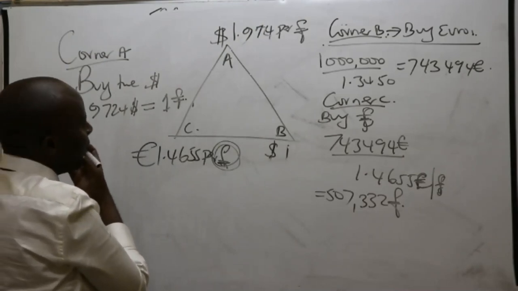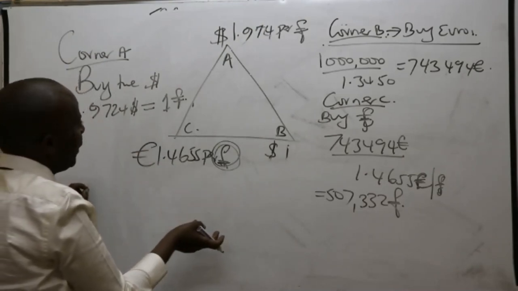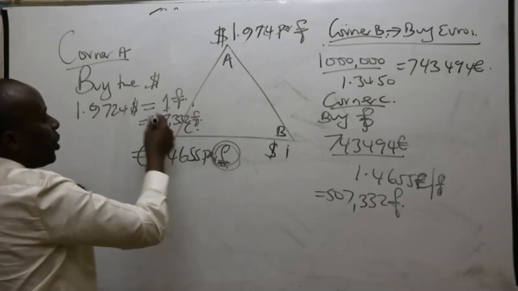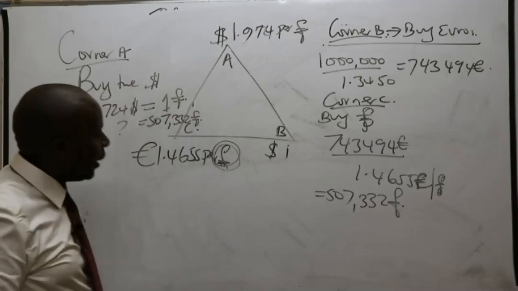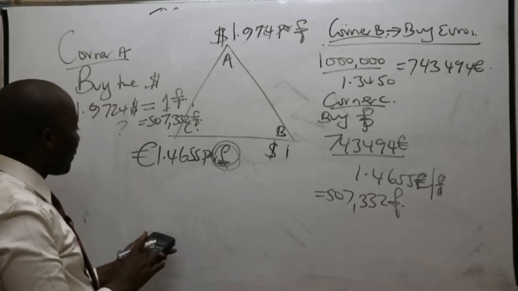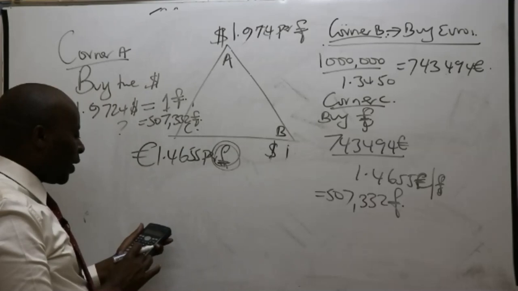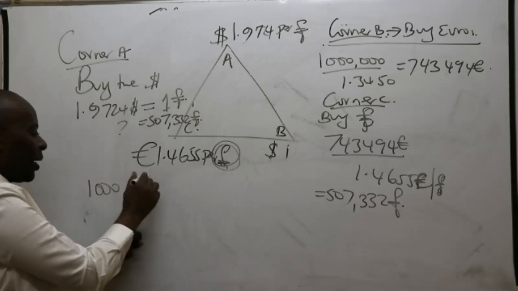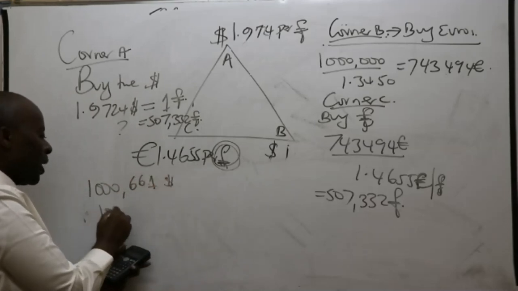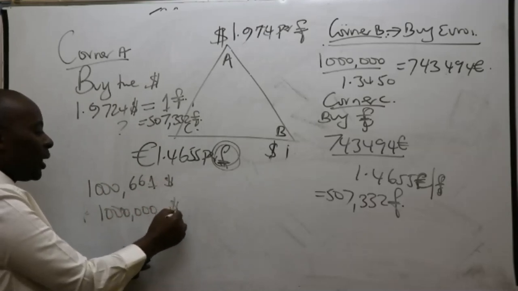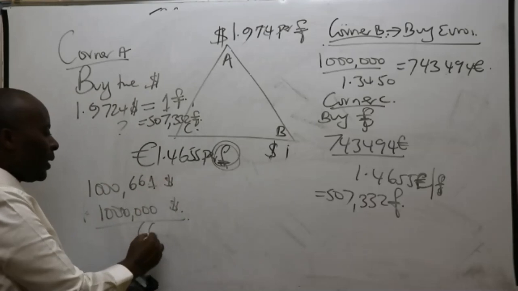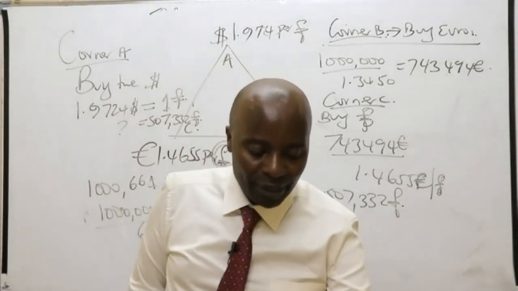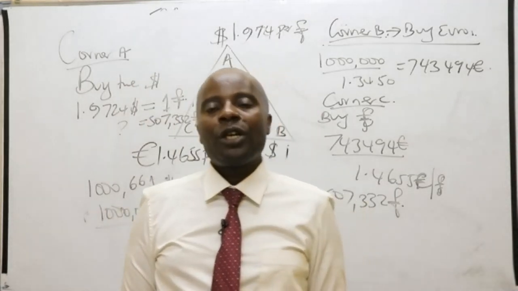And therefore, ladies and gentlemen, how about this 507,332 pounds? If you cross multiply there, whatever you have there times 1.9724, what are we going to get at the end of the day? I'm getting 1 million, $661. And remember, we began with $1 million. So when you subtract, you'll end up getting 661, being what here? The arbitrage profit.